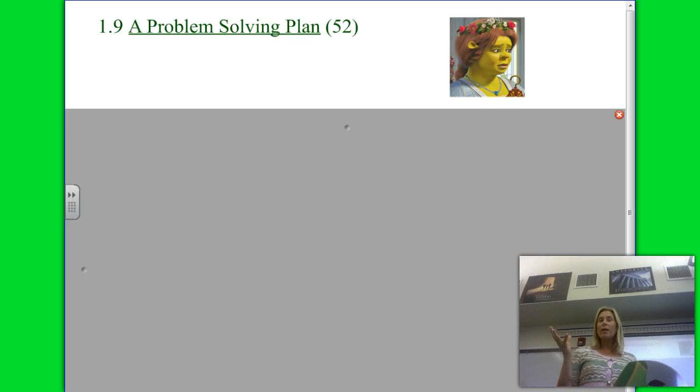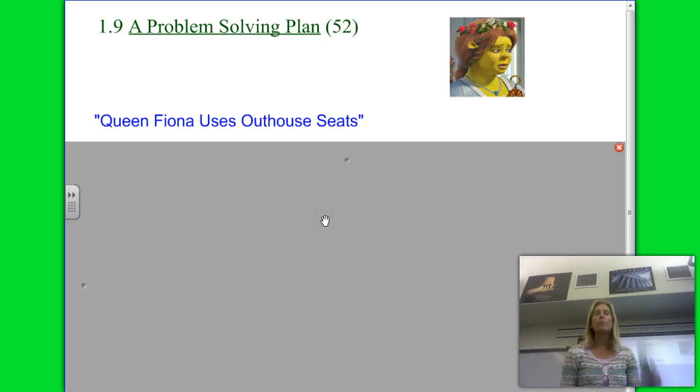So why do we use this QFUOS? And if you have been at St. John's, I think you know the phrase. Can you say it? Queen Fiona uses outhouse seats. Right. So let's show that phrase. Queen Fiona uses outhouse seats. It's just a little acronym for remembering the 5 steps to the problem-solving plan.